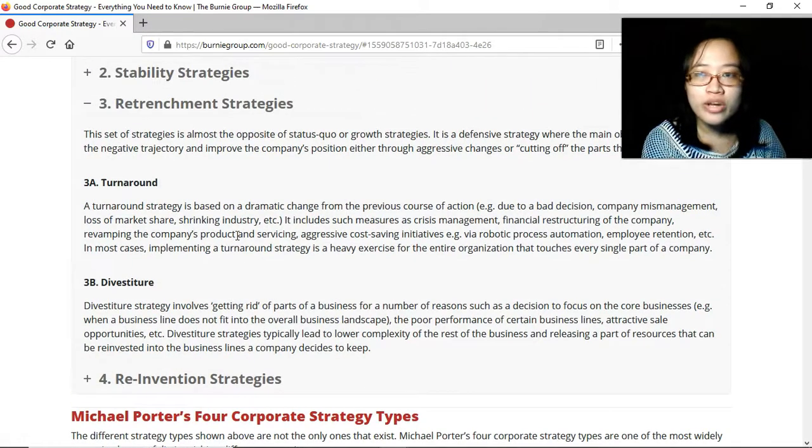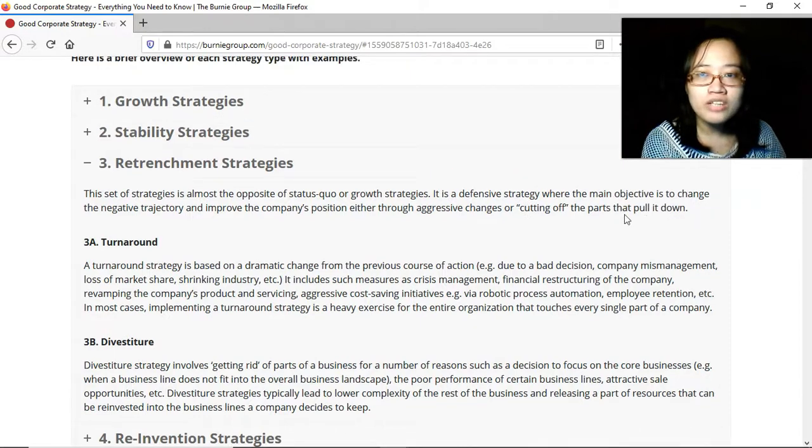Next, we have retrenchment strategies. Ano ba ibig sabihin ng retrenchment, okay? So, ito naman, almost the opposite of status quo or growth strategies. It is a defensive strategy where the main objective is to change the negative trajectory and improve the company's position, either through aggressive changes or cutting off the parts that pull it down. Okay, so dalawa. Turnaround saka divestiture.